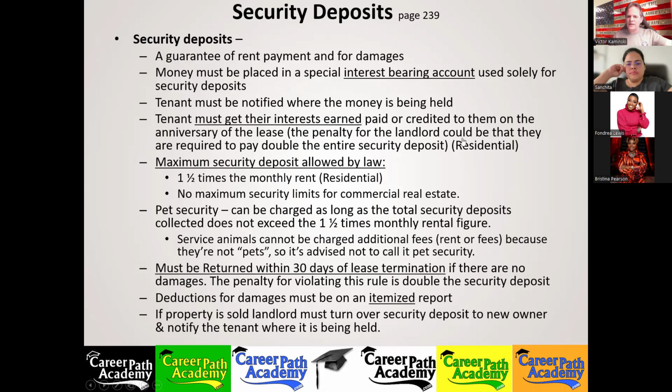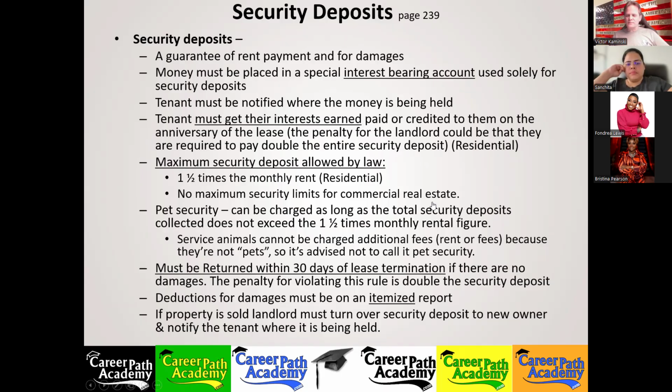The penalty for the landlord could be that they are required to pay double the entire security deposit. That's a lot more than what they're going to be paying on interest. But it's meant to sting because it's the tenant's money. They should be earning the interest on it, not the landlord.